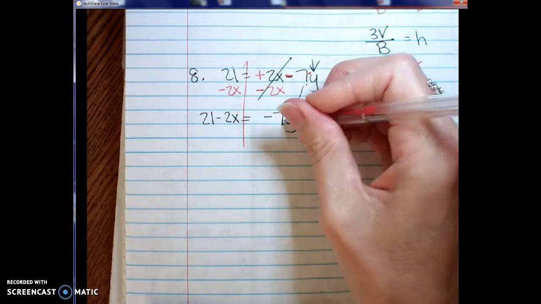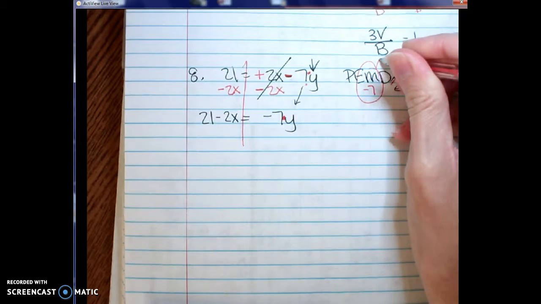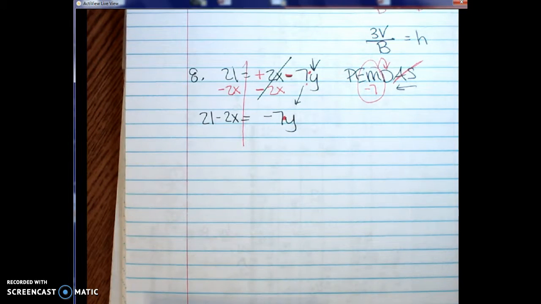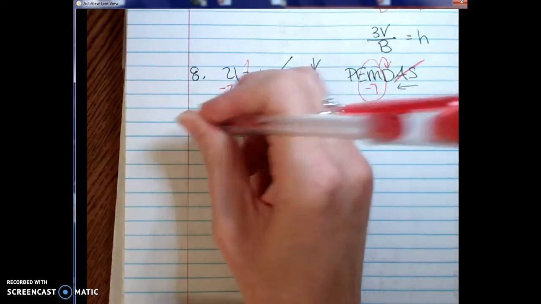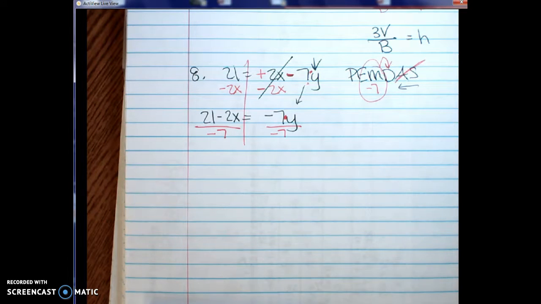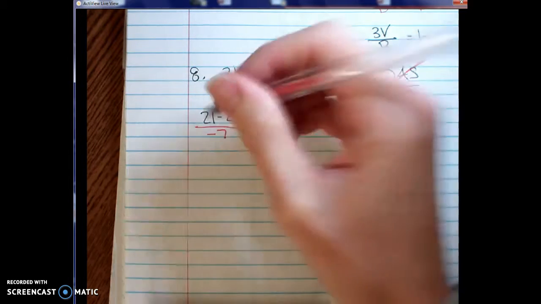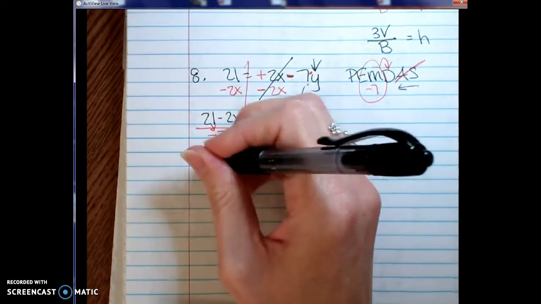Once we take care of the addition or subtraction, then we move on to the multiplication. We said 7 was being multiplied with y. Since they're multiplying by a negative 7, we would move it by dividing by a negative 7. So I'm going to divide both sides by negative 7. Everything on that left side gets divided. And then I just do it one at a time. So if I have 21 divided by negative 7, that's going to give me negative 3.